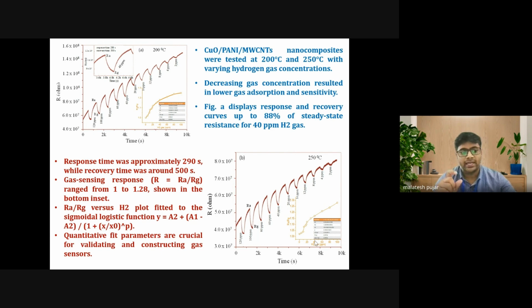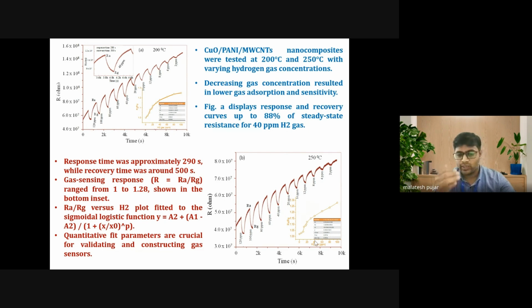Here I would like to highlight that the recovery time and response time are useful even for the catalytic and the conductivity studies. So quickly, the response time is the time needed for the variation in resistance to reach 90% of our equilibrium value when it is exposed to the targeted gas that we have considered, hydrogen.